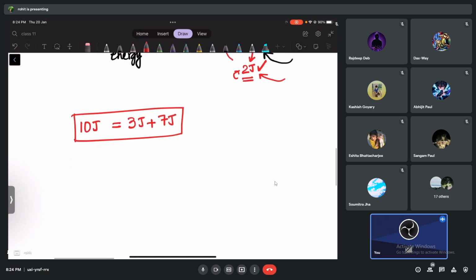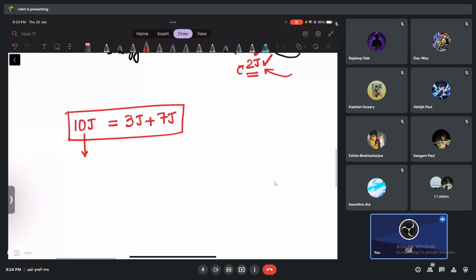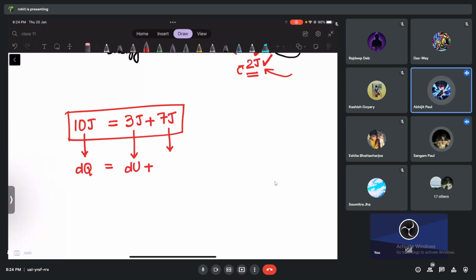So now you tell me, what is the equation? What does this represent? Energy gained by the gas. Can I call it dQ? Yes. Equals, what is this? It represents the change of internal energy of the gas. So I'm going to write here dU, is it okay? Plus, what is this 7 joules, guys? Work done, dW. Is it okay, all of you?